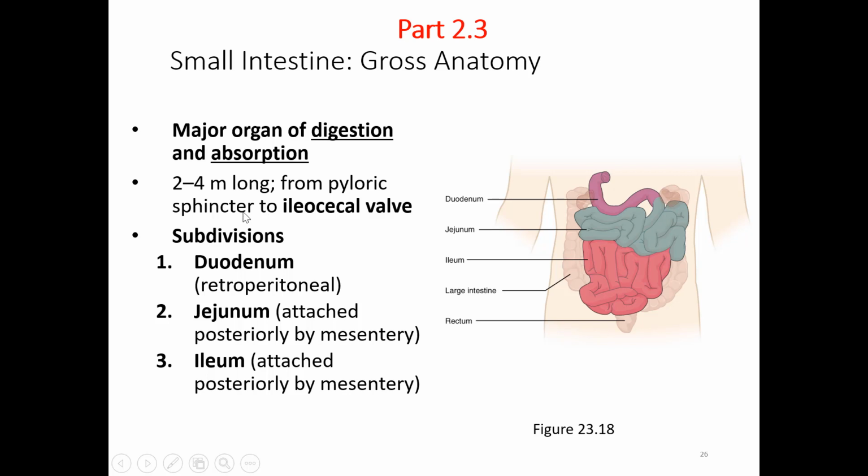The small intestine, usually between 2 to 4 meters long, is pretty long, and it starts from the pyloric sphincter right here, the end of the stomach, to the ileocecal valve where it enters the large intestine. There are 3 subdivisions to the small intestine. Duodenum right here, jejunum, and ileum. Jejunum and ileum are attached posteriorly by mesenteries, while the duodenum is not surrounded by mesentery, it's a retroperitoneal organ.